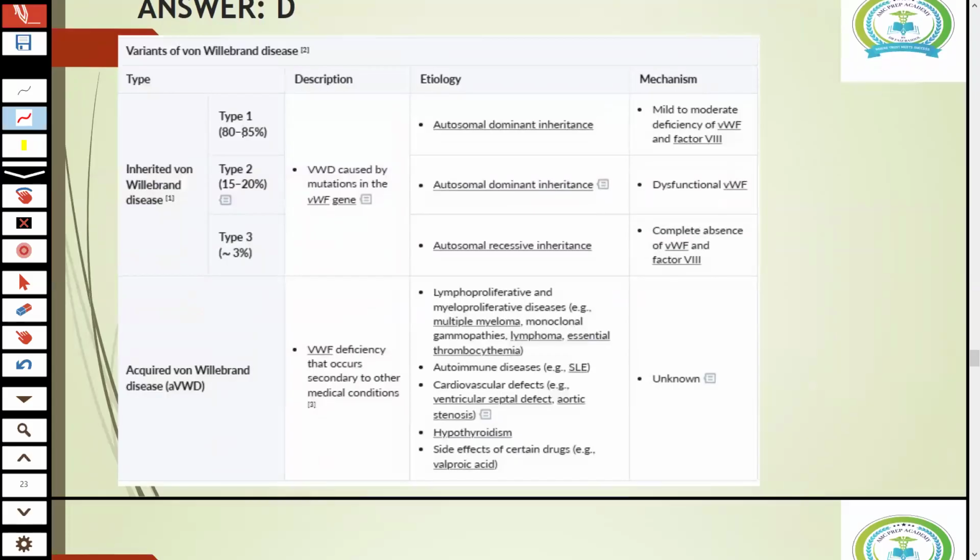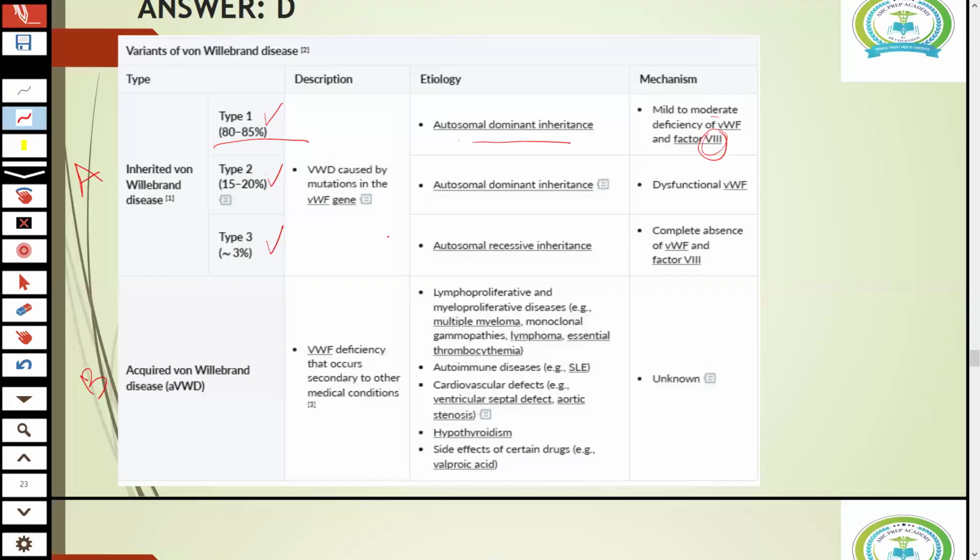See, first we have two main categories: inherited and acquired. The inherited has type 1, type 2, and type 3. Type 1 is the most common type, and it is autosomal dominant. In this, there is mild to moderate deficiency of von Willebrand factor and factor 8 as well. That's why hemophilia and von Willebrand disease have similar signs and symptoms.